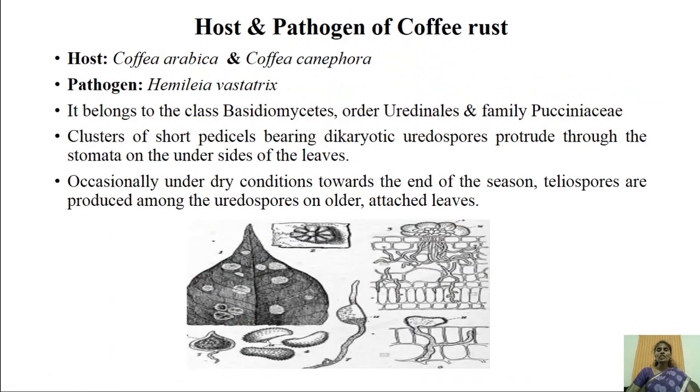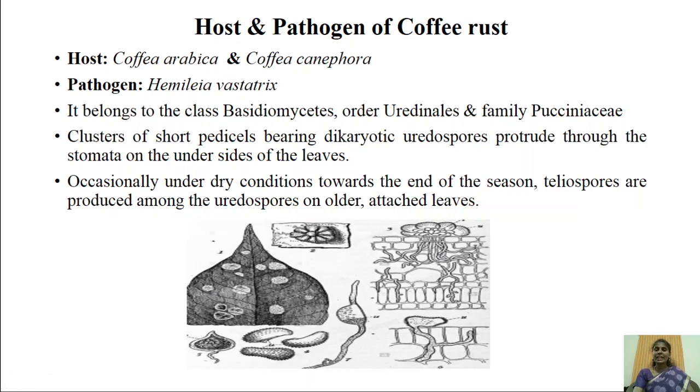Then coming to the host and pathogen of coffee rust disease. Host is Coffea arabica and Coffea canephora. Coming to the pathogen, Hemileia vastatrix. This fungus belongs to the class Basidiomycetes under Uredinales, family Pucciniaceae. Here the clusters of short pedicel bearing dikaryotic spores called uredospores are going to be produced, which are going to protrude through the stomata on the undersurface of the leaf.